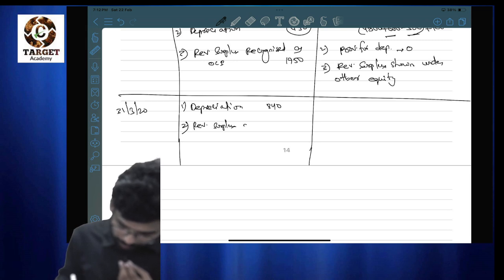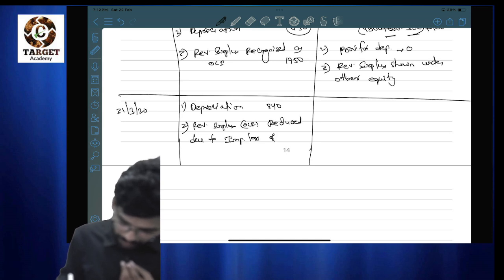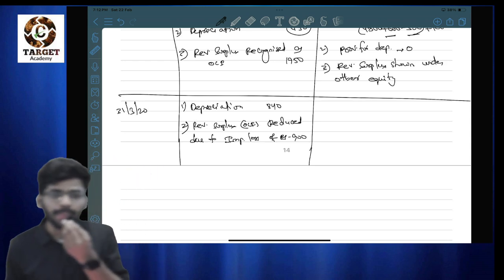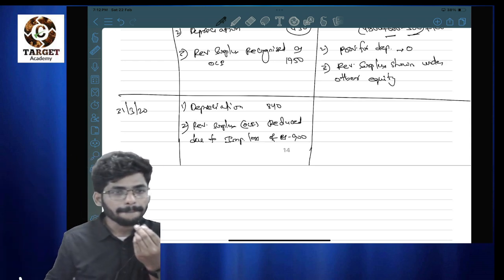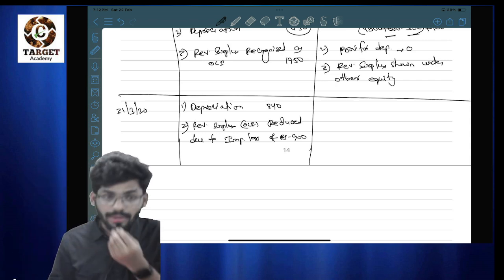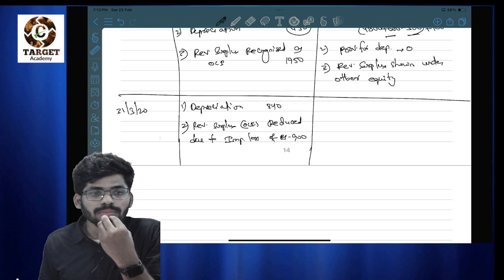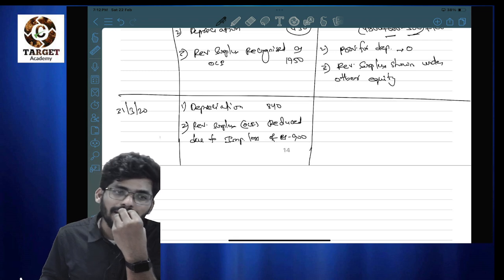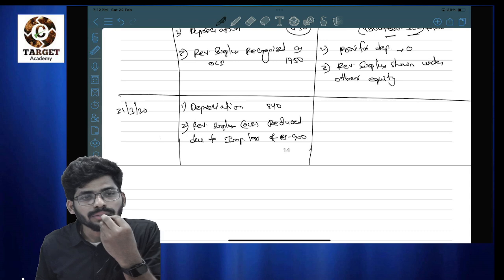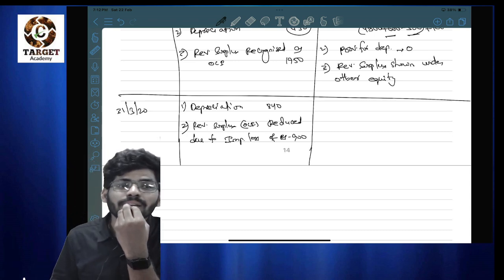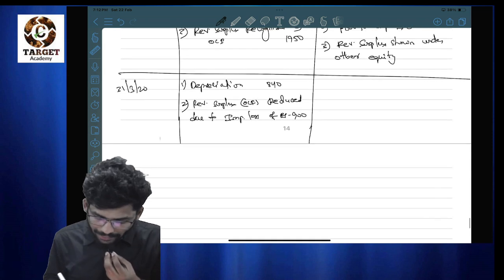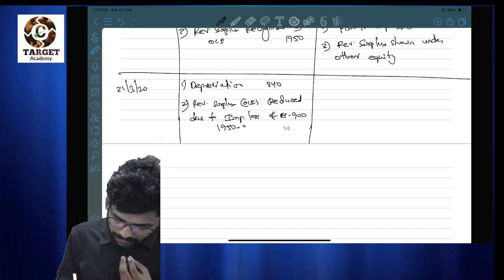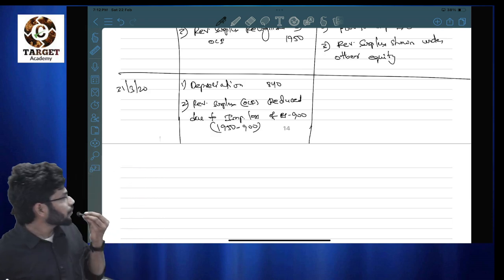Revaluation surplus OCI reduced due to impairment loss of rupees 900. That should be shown under P&L statement. Asset value 100, but actual revaluation surplus is 1950 only. Yes, we need to reduce from 1950. So what is the balance? 1950 minus 900, 1050.